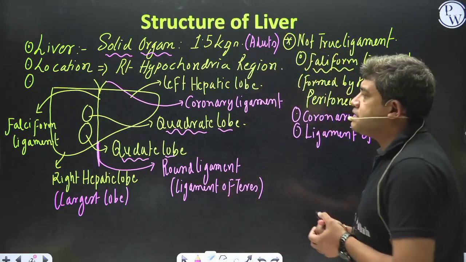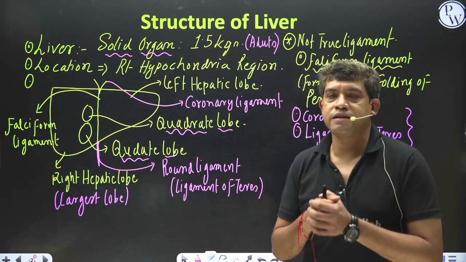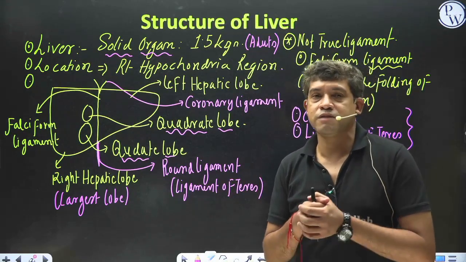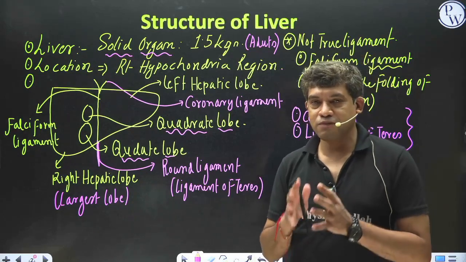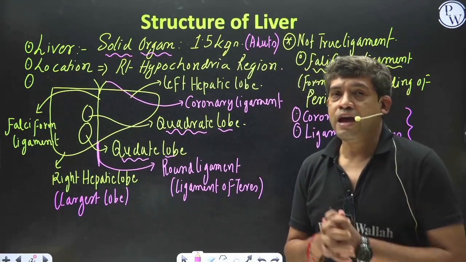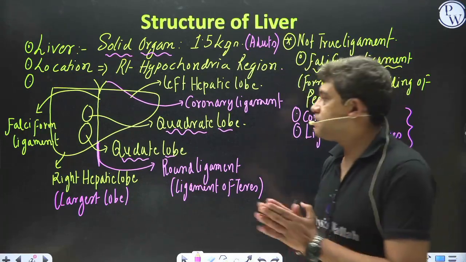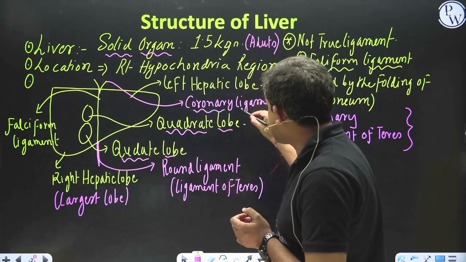Another thing is that there are different types of ligaments that separate the right and the left hepatic lobes. One of the ligaments is termed the falciform ligament. This falciform ligament is formed by the folding of the peritoneum. This ligament extends upward and forms the coronary ligament.